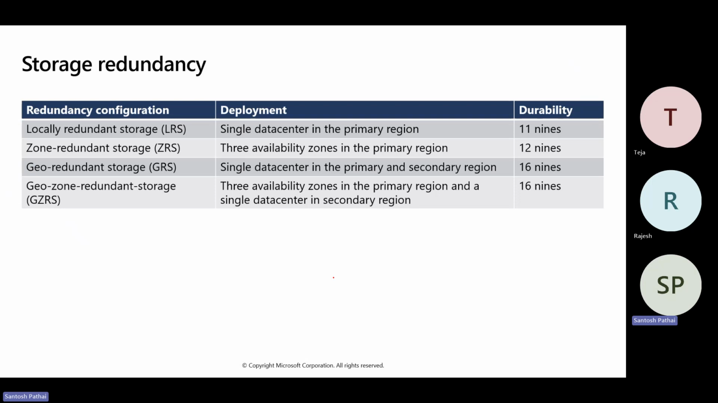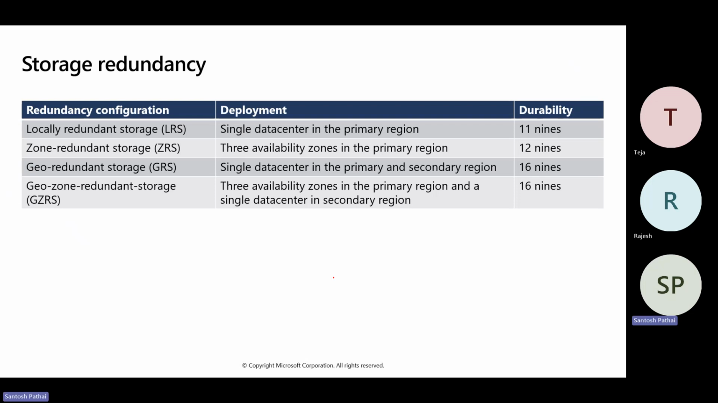For example, if I talk about locally redundant storage first, let's say we have the Pune region. Under the Pune region, we have three availability zones, that means three data centers. In the first availability zone, in the single data center itself, your two copies of data will be stored. In zone redundant storage, in the Pune region itself, the first copy is stored in the first availability zone, and another copy is stored in another availability zone.